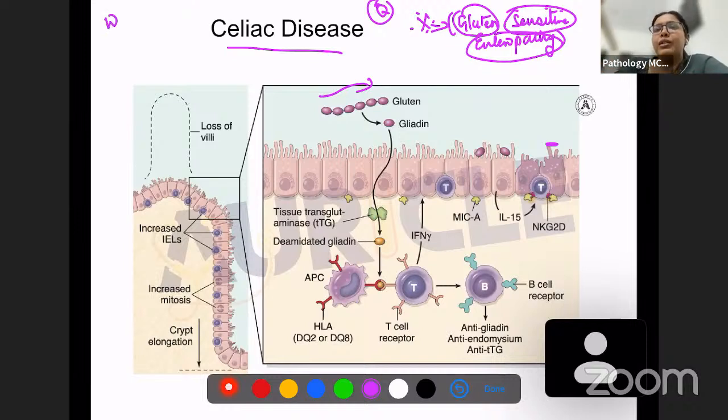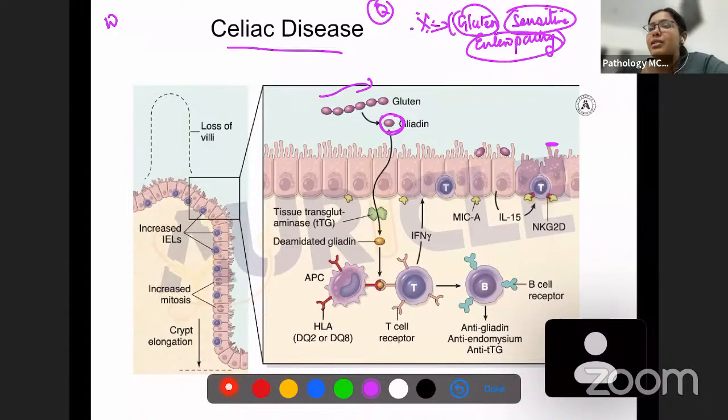Wheat has the most amount of gluten. So when you have a diet rich in wheat, gluten from the diet is going to come in and it is going to produce something known as gliadin. These gliadin are what the patients are sensitive to.